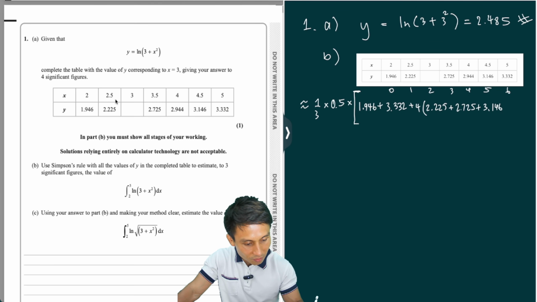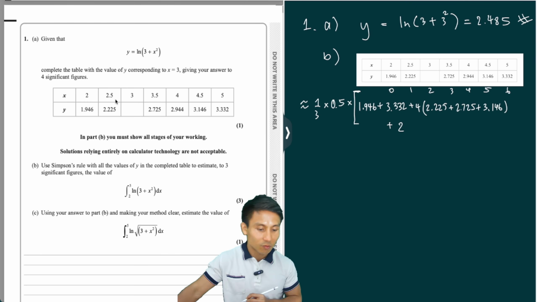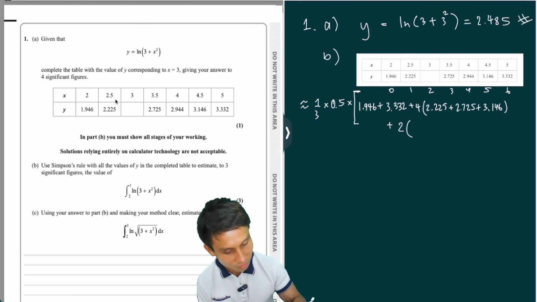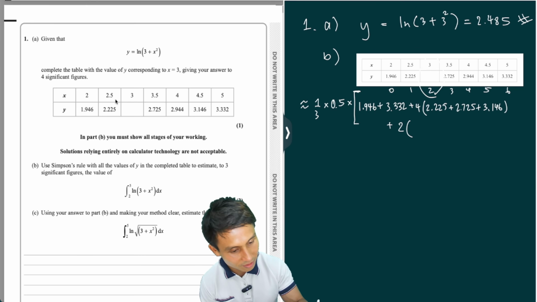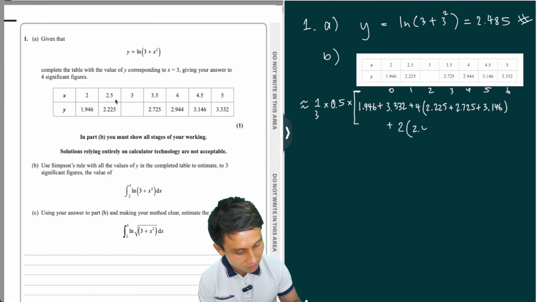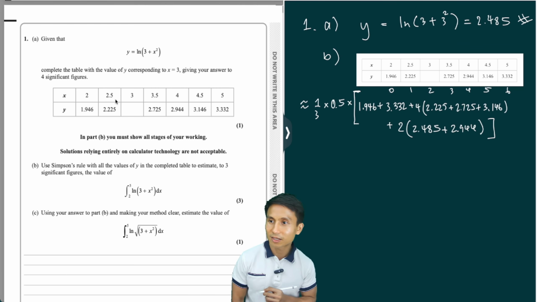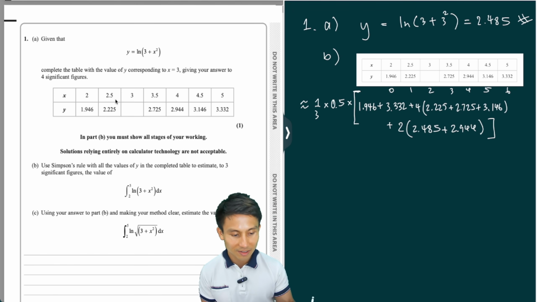So that's just it. Yeah, this is the odd ones. And then the even ones, we add them up and multiply by 2. So that will be this one, the number 2 there, which is 2.485 we got earlier, and plus 2.944, right? So this will be the estimated area of the integral there.